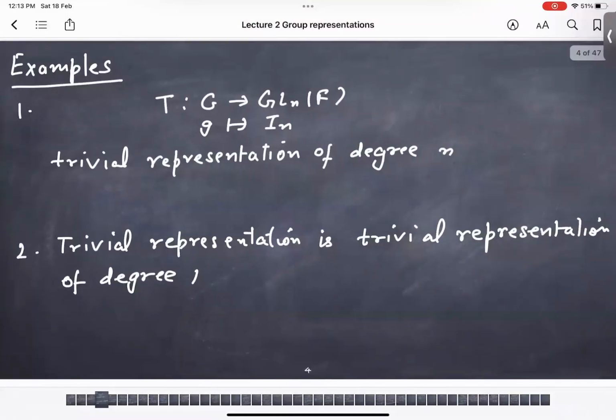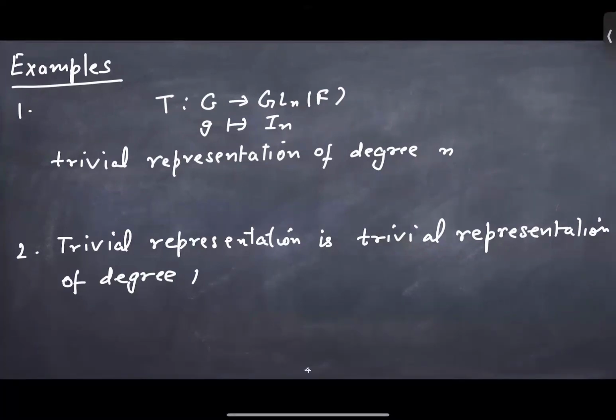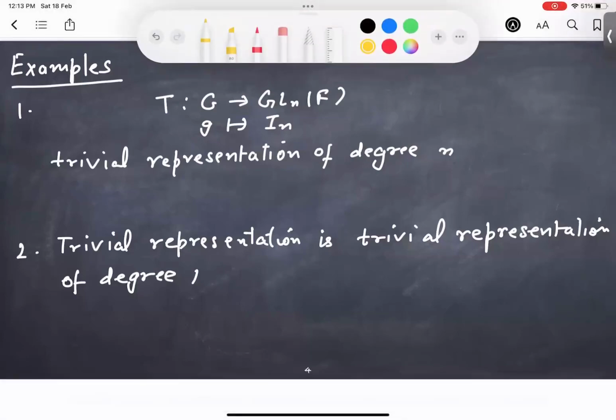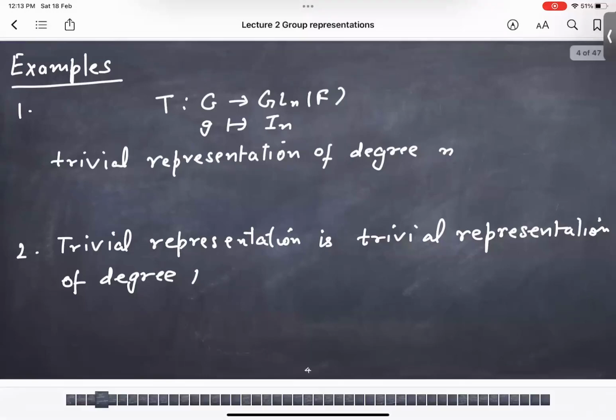Examples. So you can have trivial representations, of course, trivial representations of any degree. So I can send all group elements of G to the n cross n identity matrix. I get the identity representation of degree n. And trivial representations of degree 1 are just called trivial representations.